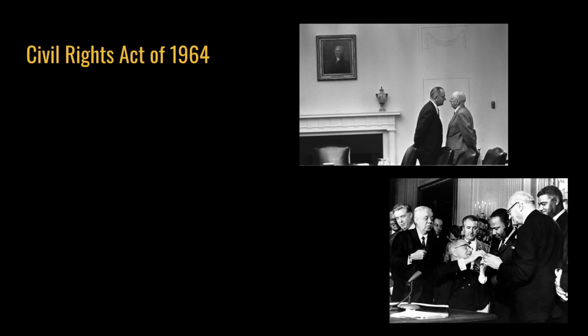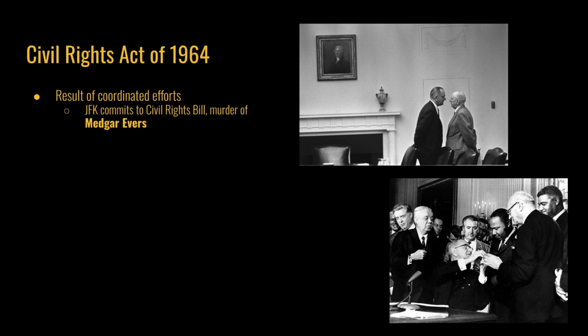The first major legislative achievement of the civil rights movement was the Civil Rights Act of 1964, a result of the coordinated efforts of the Big Four civil rights organizations and their allies. President John F. Kennedy had committed to introducing a civil rights bill in June 1963. His decision was solidified by events such as the escalating violence in the South and the murder of Medgar Evers, a prominent NAACP field secretary.